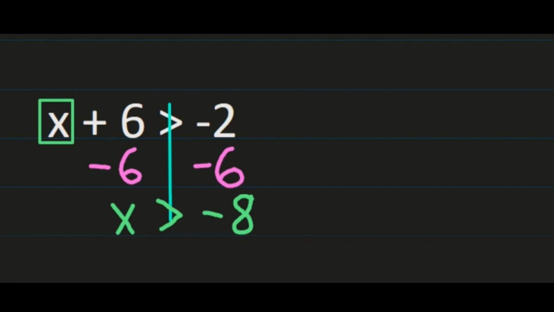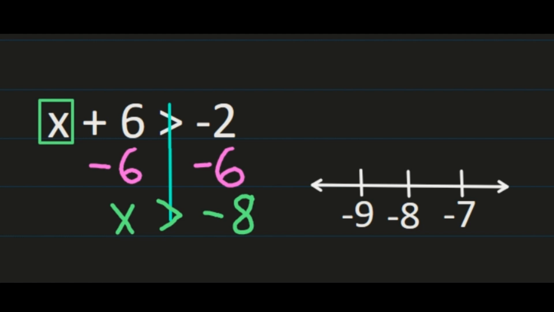And I'm going to graph this by putting an open circle at negative 8 because x is greater than negative 8. It doesn't include the negative 8. It does, however, include every number that's bigger than negative 8, which is why our line goes to the right.